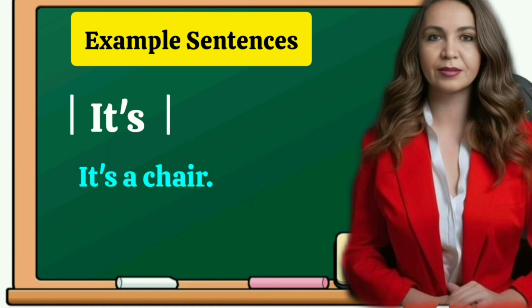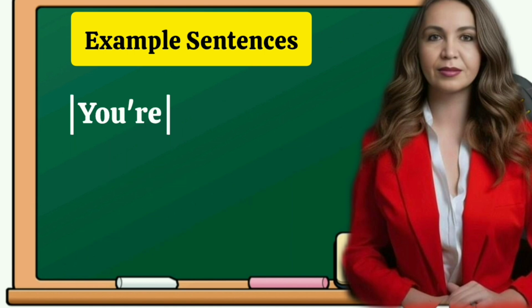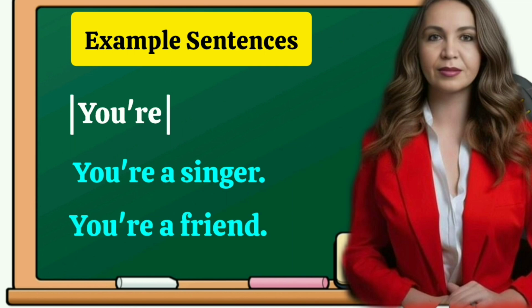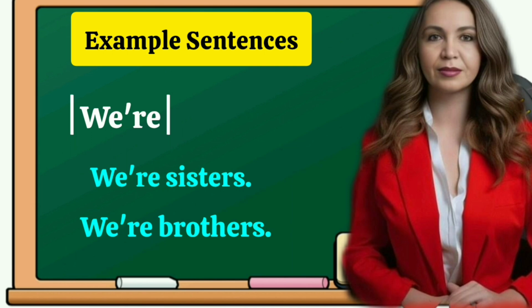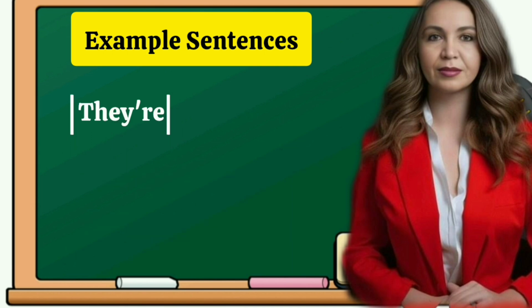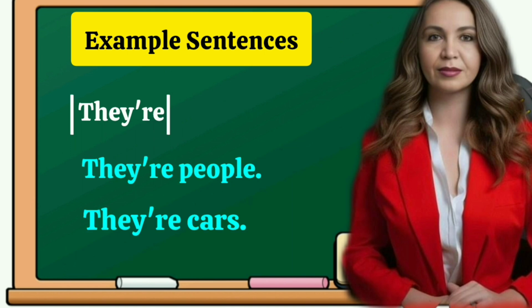It's a chair. It's a cat. You're a singer. You're a friend. We are sisters. We are brothers. They are people. They are cars.